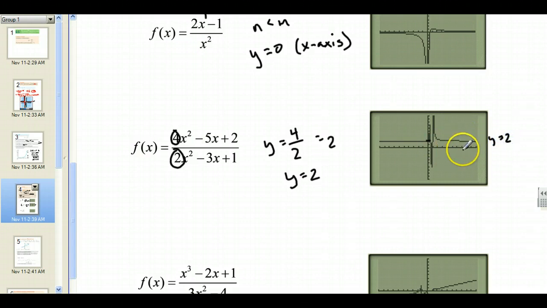As I make my way to the right side, the graph is coming down closer and closer and closer to the line y equals 2. And again, as I make my way to the left, I'm getting closer and closer and closer to 2 for the y values.